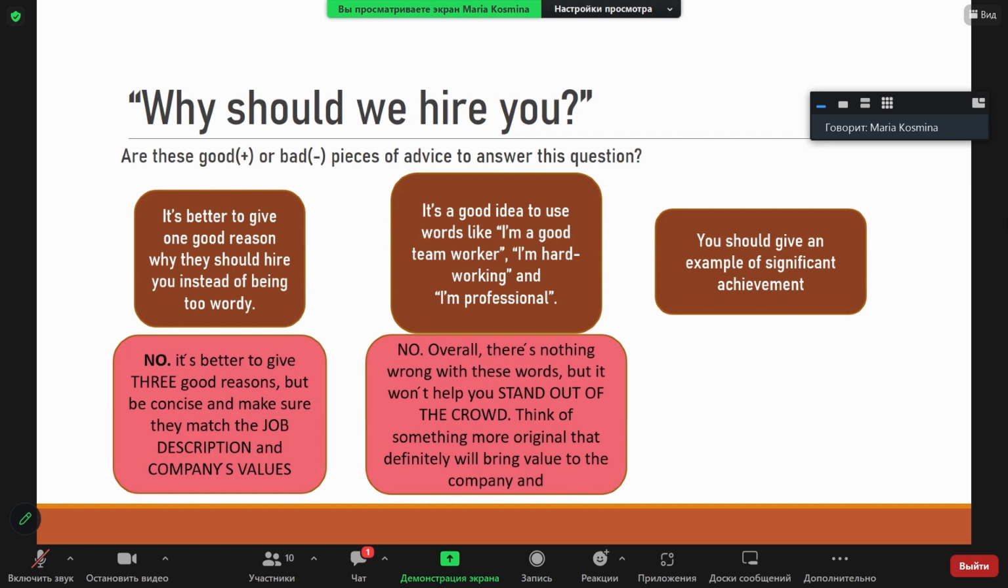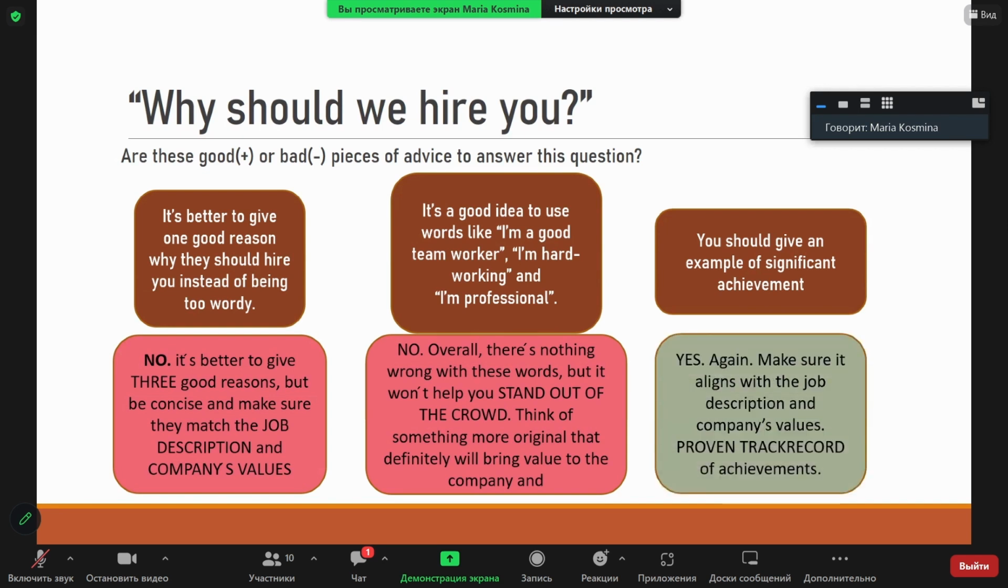The interviewer won't be able to set you aside from other candidates. So I would avoid those. You should give an example of significant achievement. When you go to an interview, you always should have a proven track record of your achievements. That's an important thing.